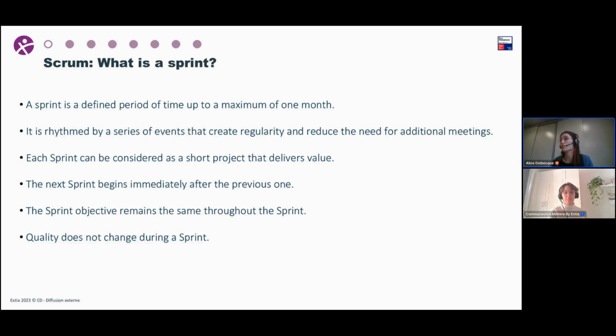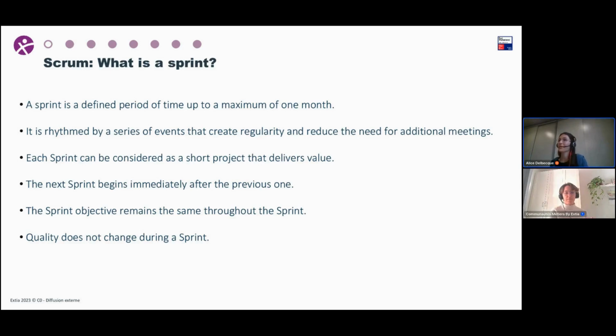In each sprint, you have some objective, and you keep the same objective all along the sprint. You don't change the quality during the sprint, meaning that if you decided at the beginning of the sprint to do all the tests in a certain way, you will continue to do it the same way until the end of the sprint. So now you know what a sprint is.